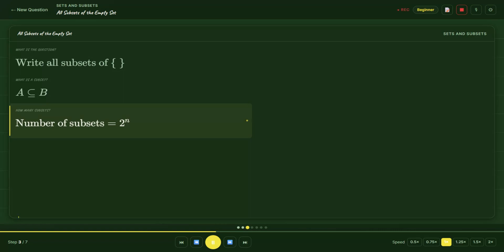Here is a cool trick. If a set has n things inside it, then the number of subsets is 2 to the power n. This helps us know how many subsets to look for.